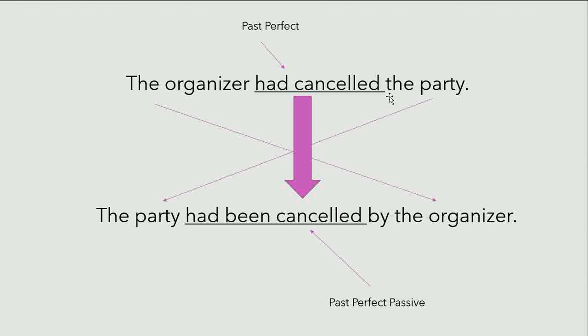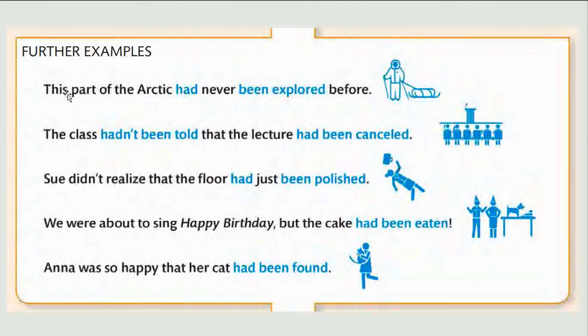The organizer had cancelled the party. The party had been cancelled by the organizer. The party becomes the subject. The organizer becomes the object of the sentence. "Had cancelled" becomes "had been cancelled." So it is past perfect that changes to past perfect passive in this sentence. Let us see certain more examples or constructions.